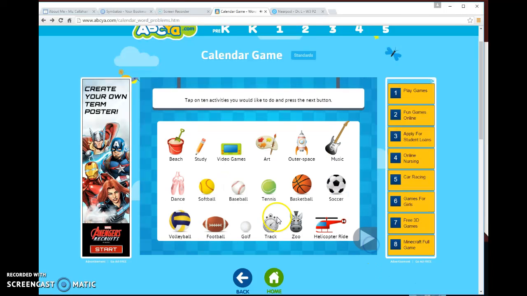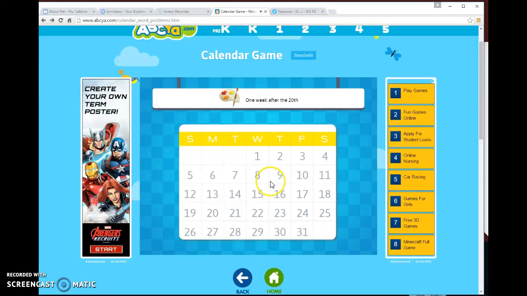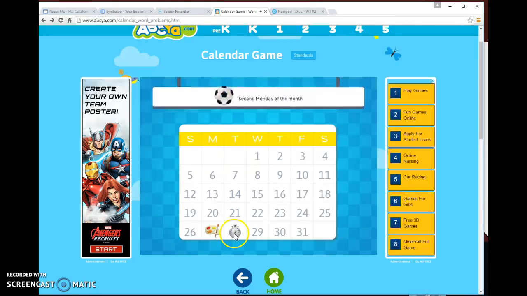So what it does is it lets you pick 10 activities that you would be interested in, which is really great for kids because it's very engaging and they're able to become more interested in the topic because they're choosing activities that they would do in real life. So you choose 10 topics that you want to schedule onto your calendar, and then it starts to give you clues as to where you will put them. So put art there, and you can see that as you're scheduling these activities, they'll pop up onto your calendar.